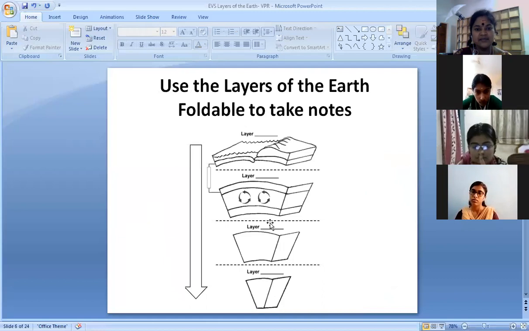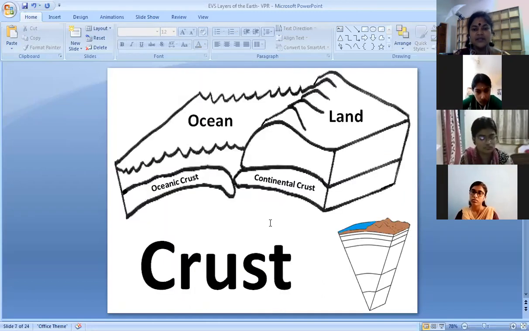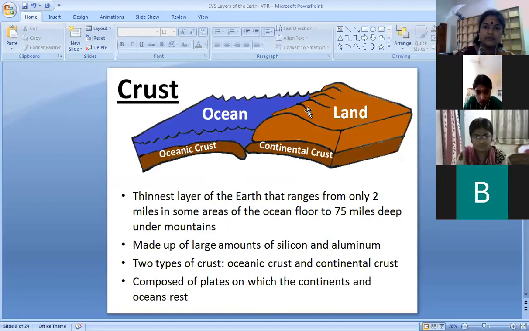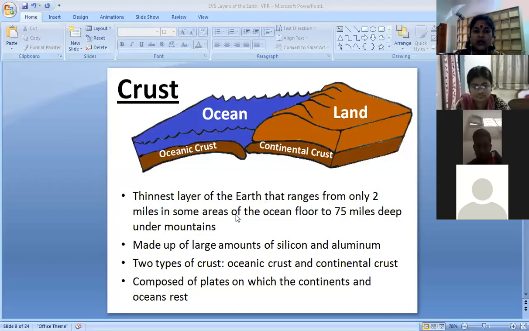Look at the next picture. See, the crust can be divided into 2, oceanic crust and continental crust. In oceanic crust, we could see ocean, and in the continental crust, we could see the land, the soil part of the earth. Water is in one place, land is also there. So oceanic crust, continental crust. Then look at the next slide. See, look at this slide.